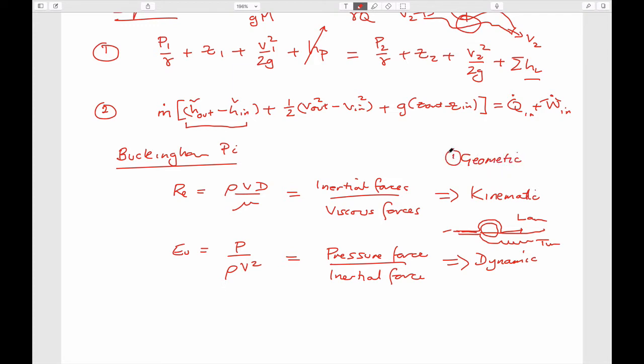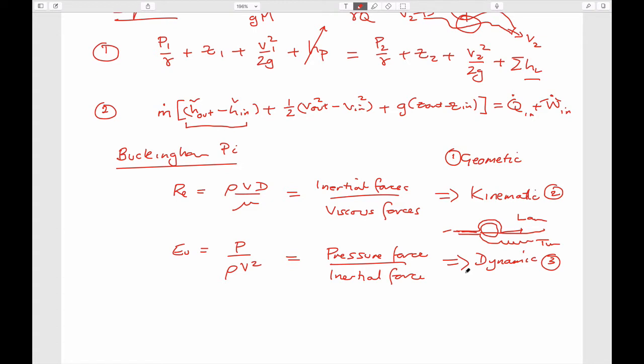So these are the three conditions. It has to be the same geometry. The model has to look like the prototype. It has to be kinematically similar. The flow fields have to be the same. And if that's matched, then the forces on the structures can be scaled between the model and the prototype.